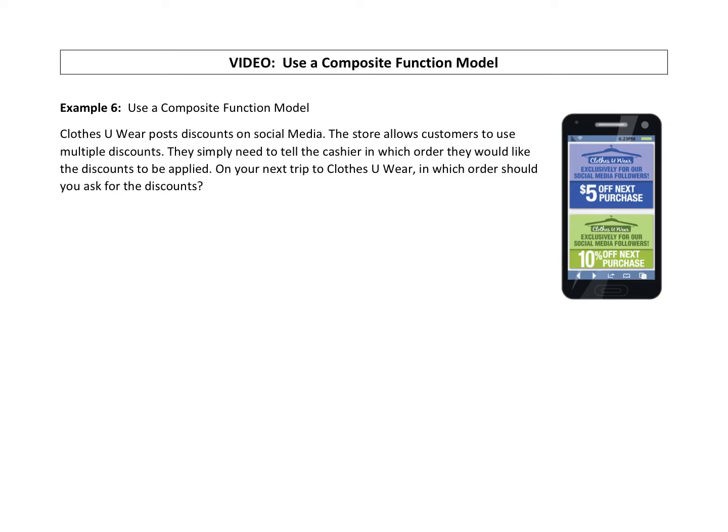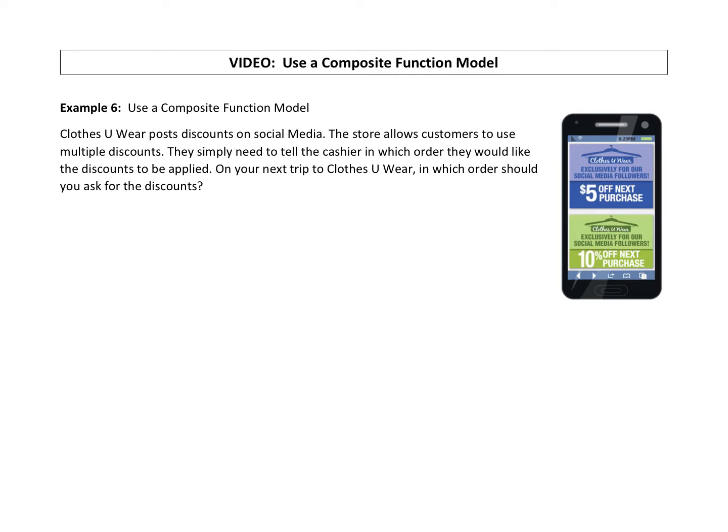All right, last video of the lesson, we're going to use a composite function model. Clothes You Wear, a company, posts discounts on social media. The store allows customers to use multiple discounts. They simply need to tell the cashier in which order they would like the discounts to be applied. On your next trip to Clothes You Wear, in which order should you ask for the discounts?